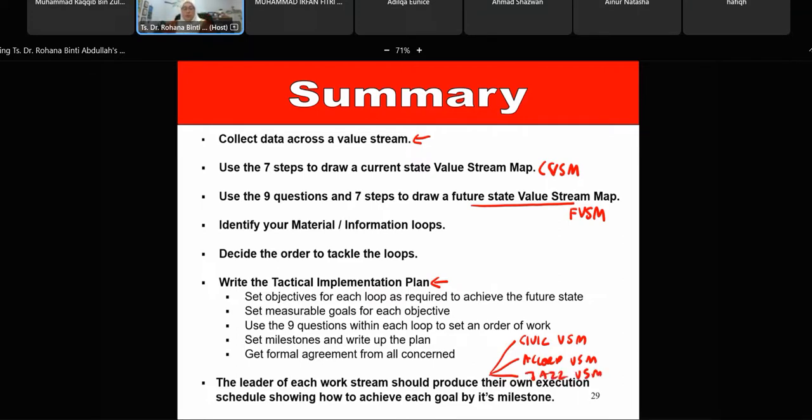Itu maksud dia. So the leader of the Civic punya VSM ni, dia kena come up with the implementation plan lah. Leader for Accord, leader for Jazz, each individual kena come up with dia punya own VSM, and dia kena present dekat dia punya mungkin manufacturing manager dia punya progress and dia punya implementation plan. Okay, by its milestones. Okay, so itu yang penting.